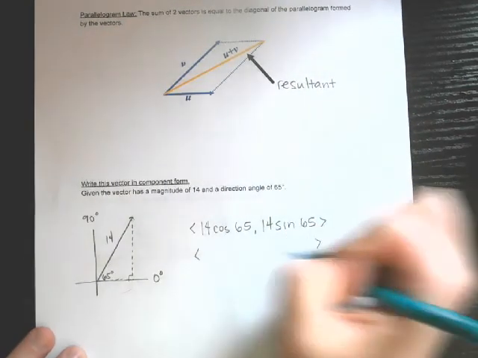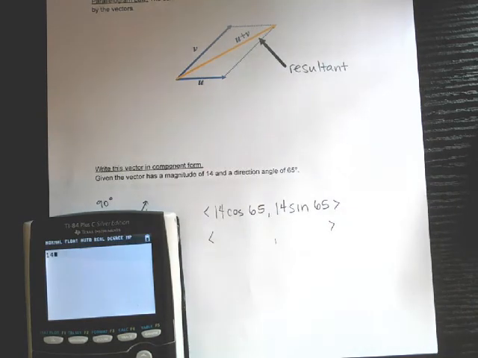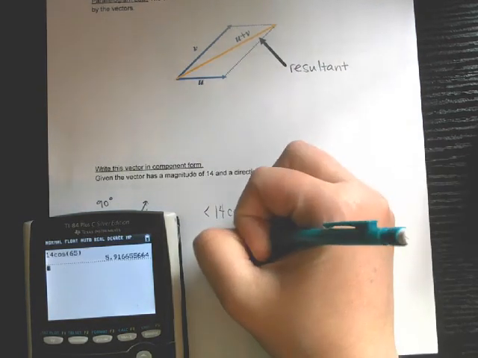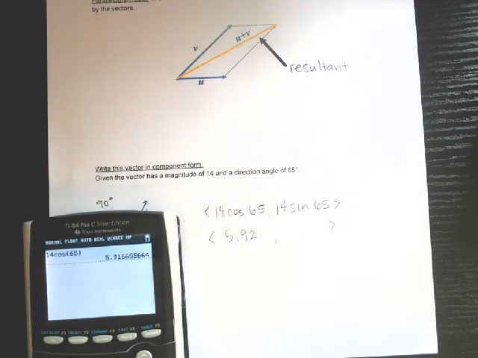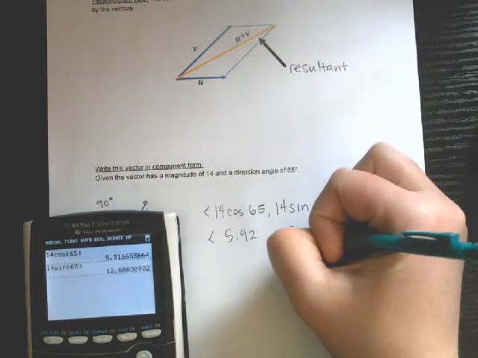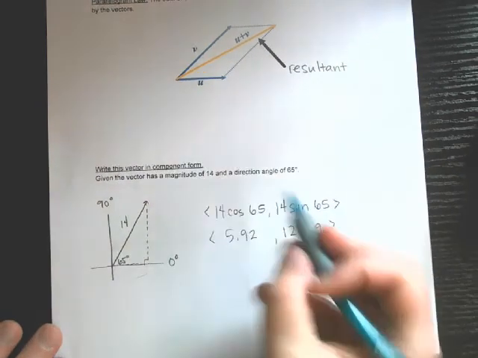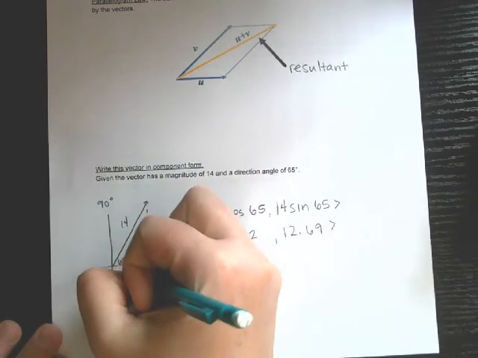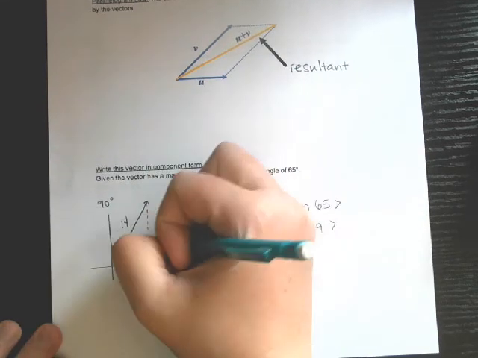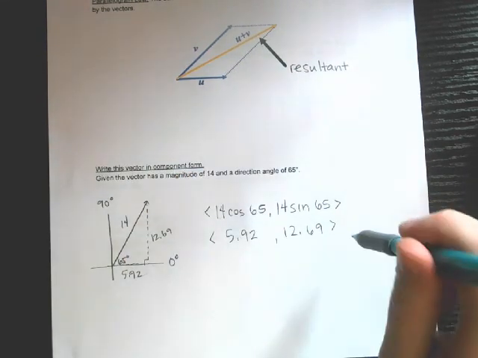Now, I'm okay if you leave it like this, but we could also go ahead and plug it into the calculator and come up with a decimal approximation for it. So 14 cosine 65 is 5.92, and 14 sine 65 gives me 12.69. So I know I moved horizontally 5.92, and I moved vertically 12.69.